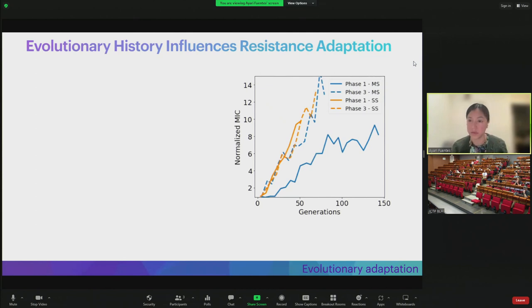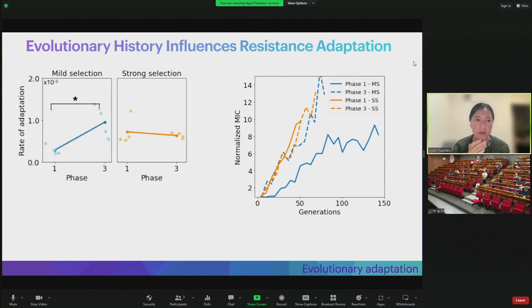And now, if we compare the two treatments and the two different phases of antibiotic, what we can see is that the only phase that we can actually distinguish is the first phase of the mild selection. All the others are completely indistinguishable. This surprised us a lot: in the third phase of the mild selection, the rate of adaptation is very fast, and they even became more resistant than the other one. Of course this population is very prepared to tackle the antibiotic, but this population never saw a very high amount of antibiotic, and this was something that surprised us.